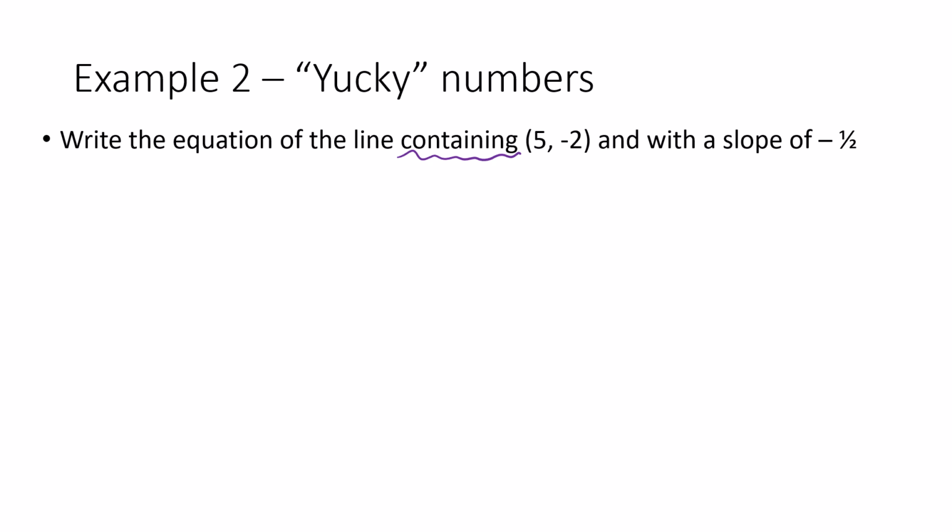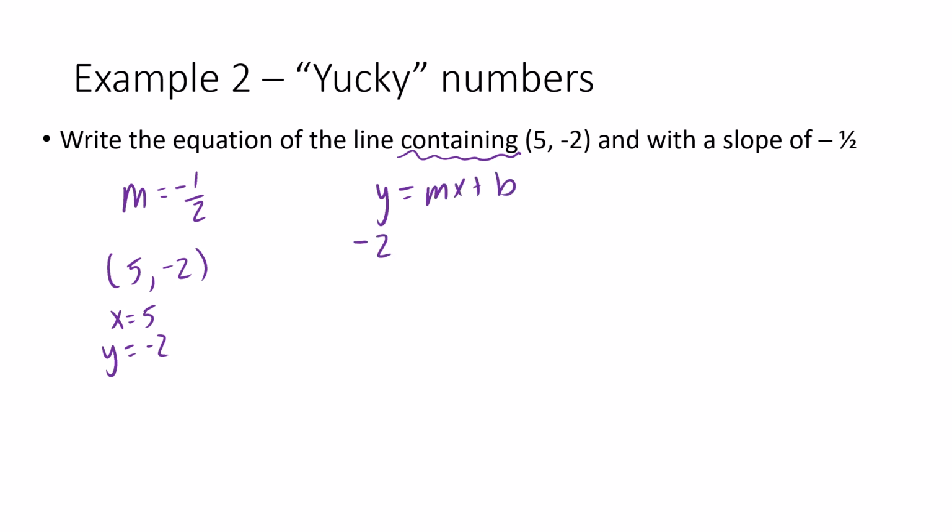So here we've got a slope of -1/2. And we're given this point 5, negative 2. And so what we're going to do is borrow the x and the y out of that, so that we can figure out where the y-intercept is. So in this case, y is -2. My slope is -1/2. My x value is 5.